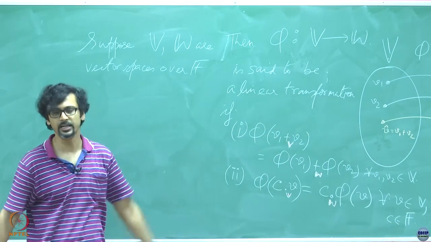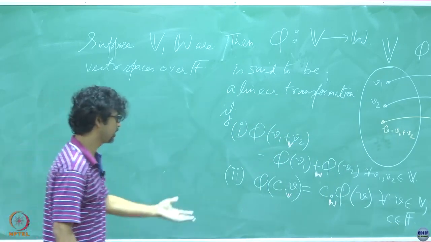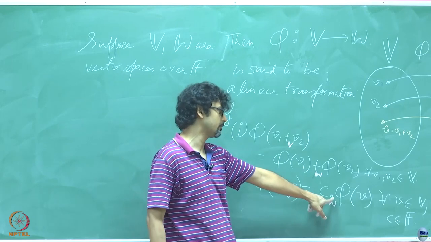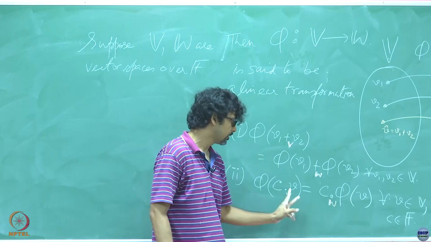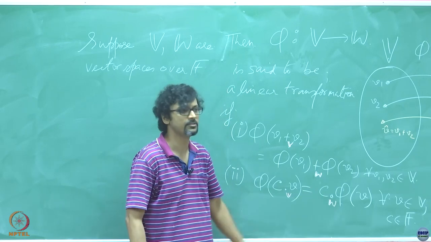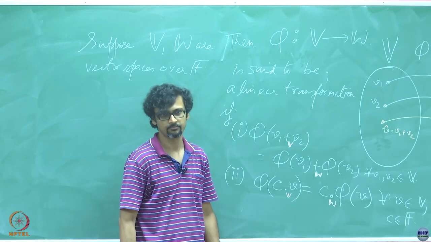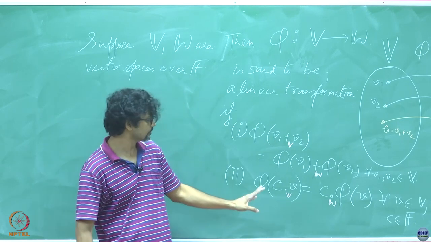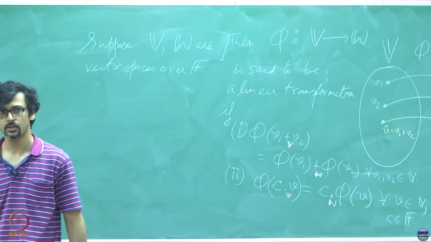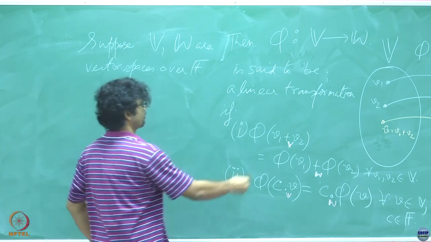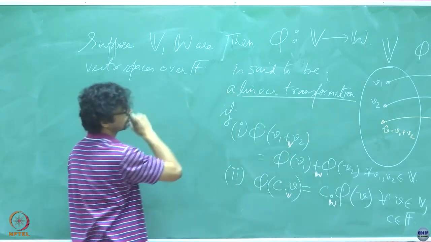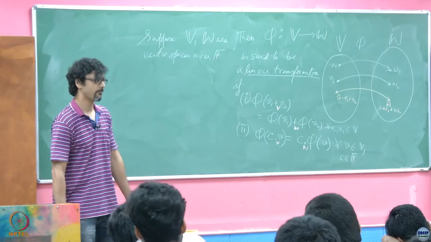So you need the same field, of course, because this is a scalar multiplication over W, scalar multiplication over V, and if they are not defined over the same field, then it doesn't even make sense. So if these two properties are true of any mapping from V to W, then we say that such a mapping is a linear transformation. That's the definition.